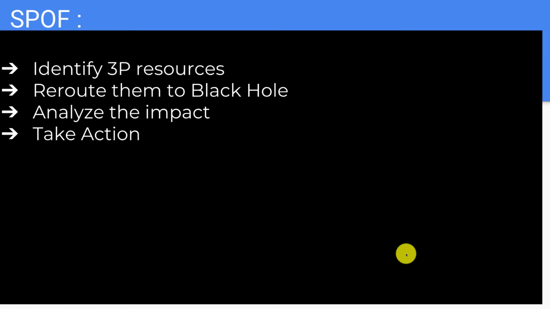To simulate a failure, WebPageTest provides a feature called a black hole server. A black hole server creates a mechanism where all the traffic is diverted and the request gets dropped. Once the request gets dropped, we can analyze the impact on the UI. And once we know the impact on the UI, we can take appropriate actions and come up with a backup plan.